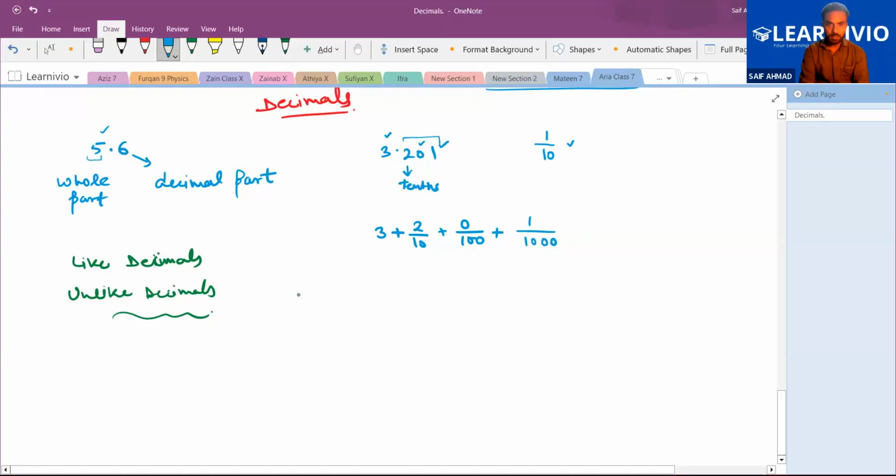For example, I'm writing 2.3 and 3.56. After the decimal, tell me how many digits are there? Here, one digit only. Here, 2. So these are unlike decimals because they have a different number of digits. How do we convert them into like decimals?